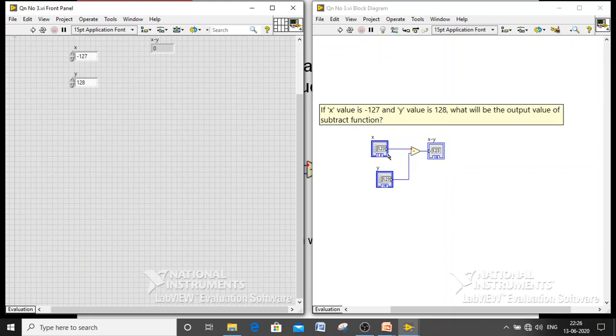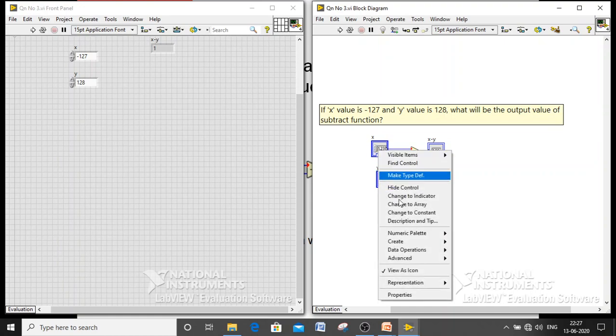Normally when we do a manual calculation, minus 127 minus 128 will become minus 255. But due to the presence of the coercion dot, you can see what happens after the execution. Yes, it is 1 only. When we have a different combination of data type representations, we may get unexpected results. That is a very important point about the coercion dot. Better to have the same data type elements.